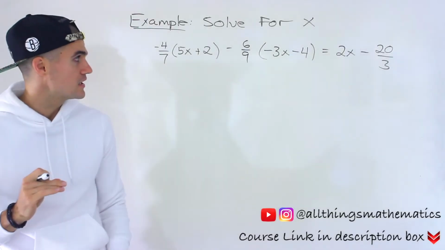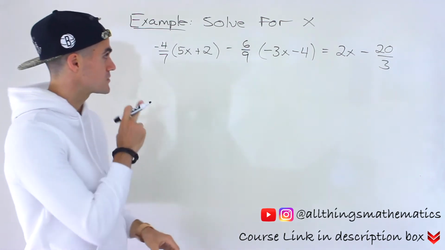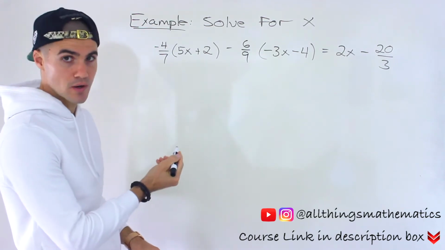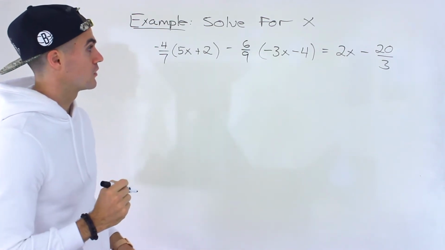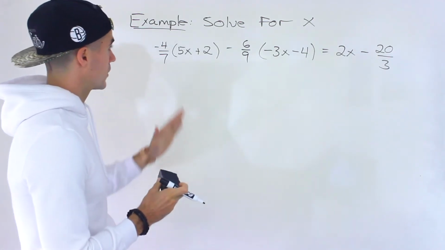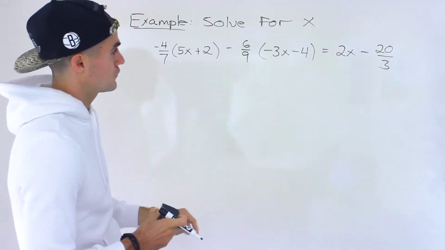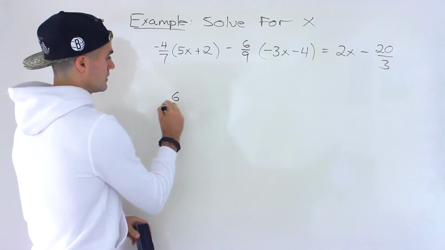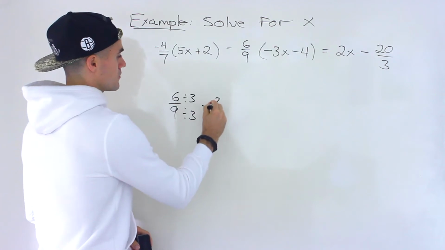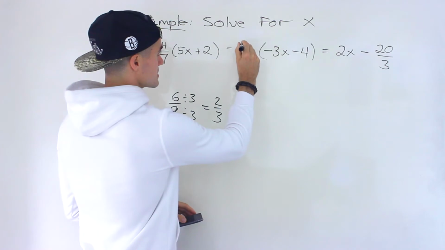Patrick here. Moving on to the next example, we have to solve for x in this equation here. So we got negative 4 over 7 times 5x plus 2, minus 6 over 9 times negative 3x minus 4, equals 2x minus 20 over 3. Now, a couple of different ways you can go about this. Notice that we're dealing with fractions here. So we got the negative 4 over 7, we got the negative 6 over 9. Actually, notice the 6 over 9. That simplifies. If we divide this by 3, divide this by 3, that would be 2 over 3. So that simplifies to 2 over 3, so let's write that instead.